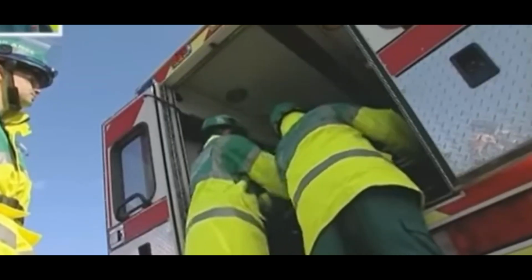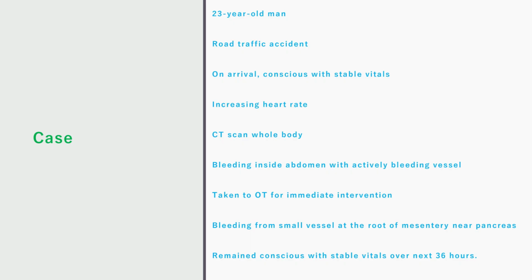A 23-year-old man presented to hospital emergency who sustained injuries after a road traffic accident. On arrival, he was conscious with stable vitals. While he was in emergency, he gradually developed increasing heart rate. After initial management, a CT scan of the whole body was done as per trauma protocol. There was bleeding inside the abdomen with findings of an actively bleeding vessel.